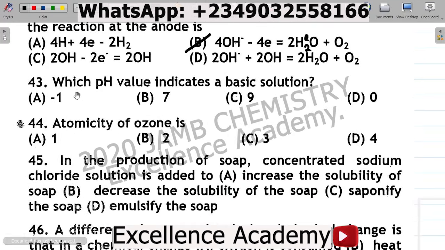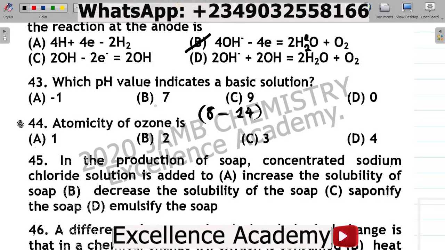Question 43. Which pH value indicates a basic solution? That's the question there. Which pH value indicates a basic solution? A, -1, B, 7, C, 9, D, 0. Now, when it comes to pH, you want to note that the pH value for a basic solution ranges from 8 to 14. So 8 to 14 is the pH value for a basic solution.